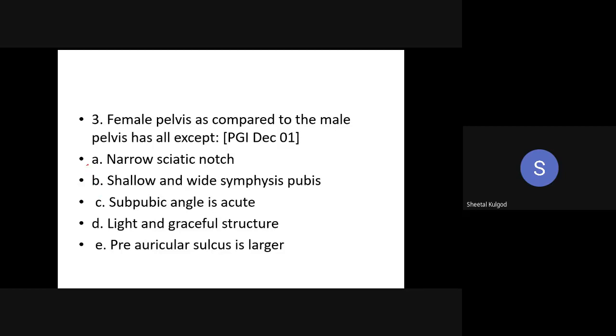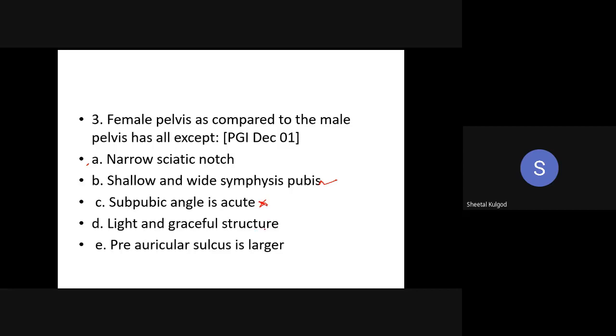Narrow sciatic notch could be a possibility. Yes or no? Then shallow and wide symphysis pubis. It is present in the female pelvis, is it not? So this is correct. Then subpubic angle, is it acute? Is the subpubic angle in the female pelvis acute, or it is more obtuse? It's obtuse. This is not present in the female pelvis, is it not? So the subpubic angle is wider in the female pelvis.